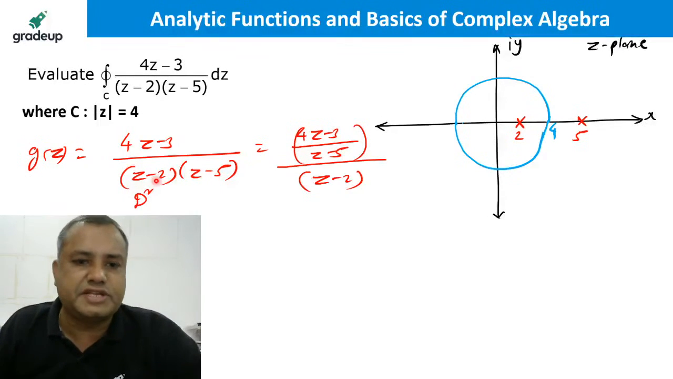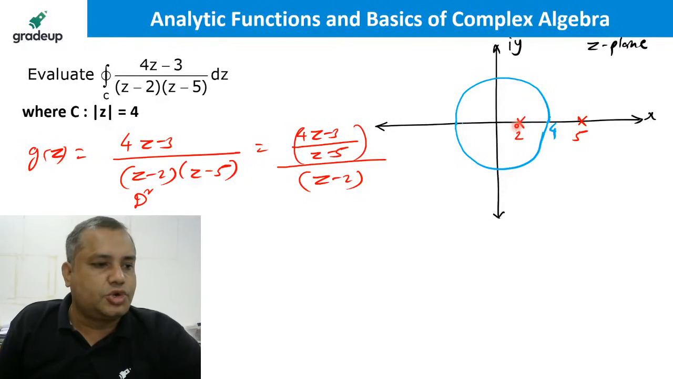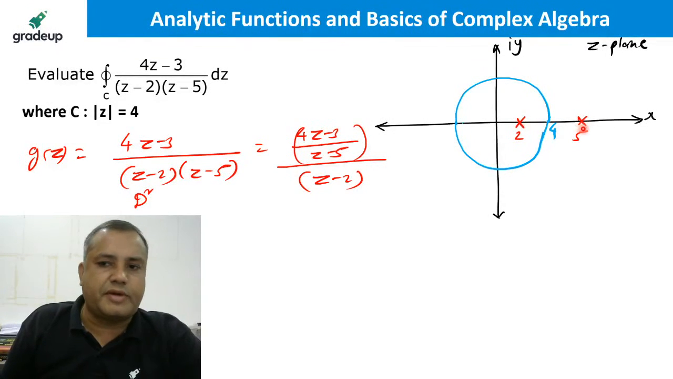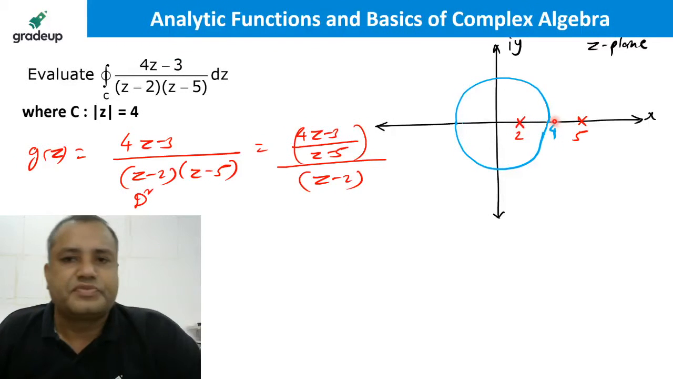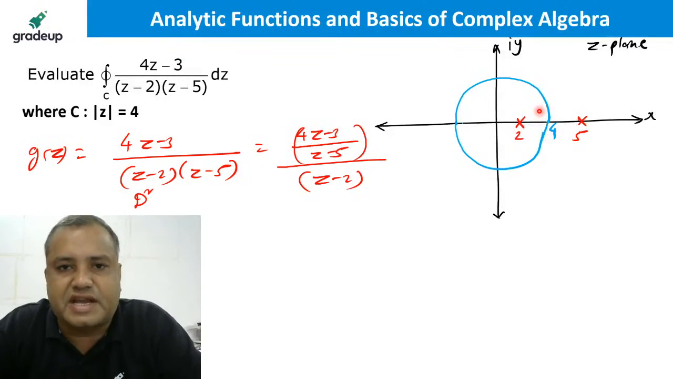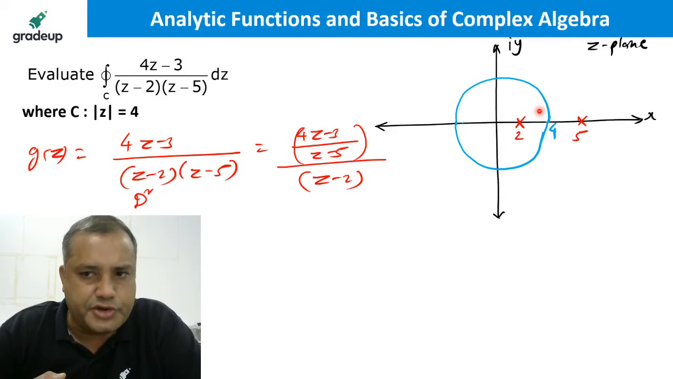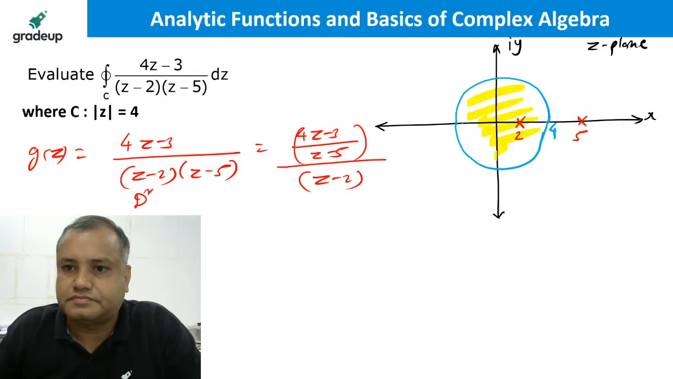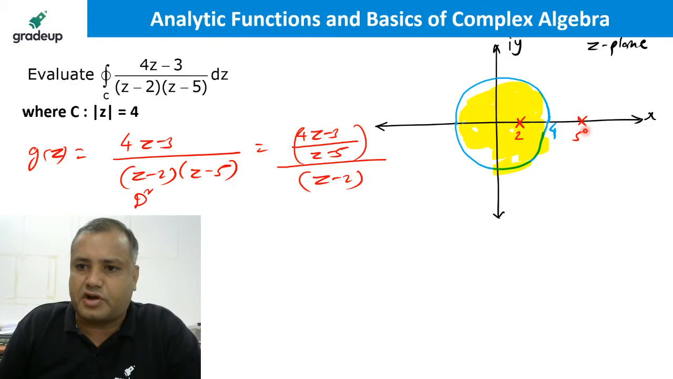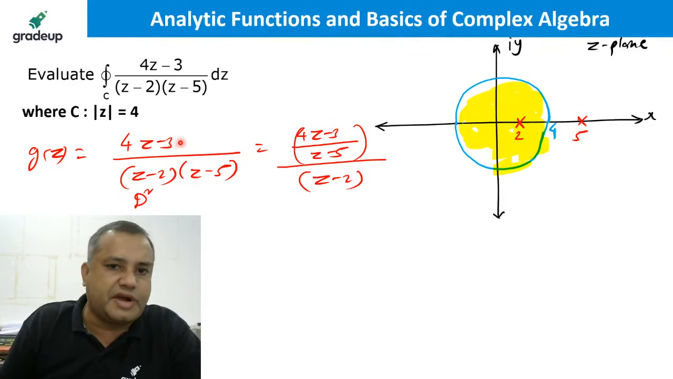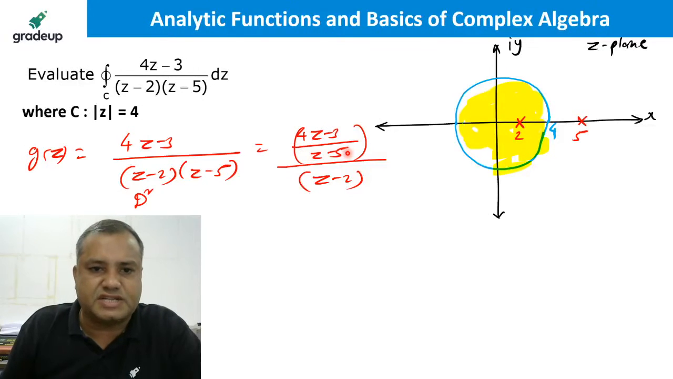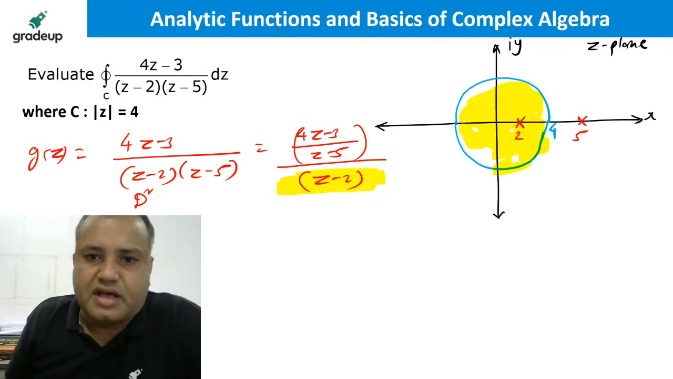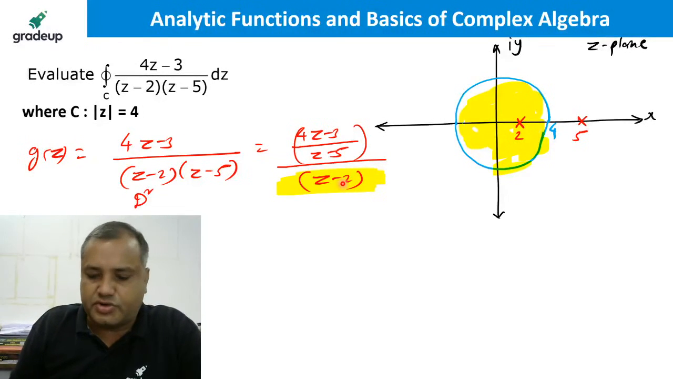Out of these two factors, 2 is the singular point, 5 is not the singular point because 5 is lying outside the region. If some tree or obstacle is outside your plot, it's not an obstacle for you. So 5 is not an obstacle for us because our region is this circle, understood? So this 5 should be clubbed with the numerator. So 4z minus 3 upon z minus 5, and z minus 2 is the factor corresponding to the singular point, so this should remain in the denominator.